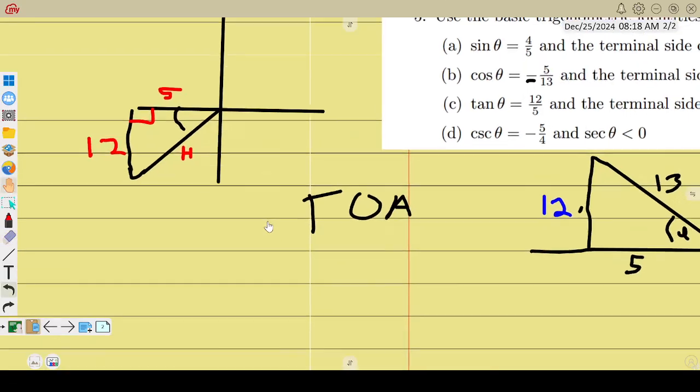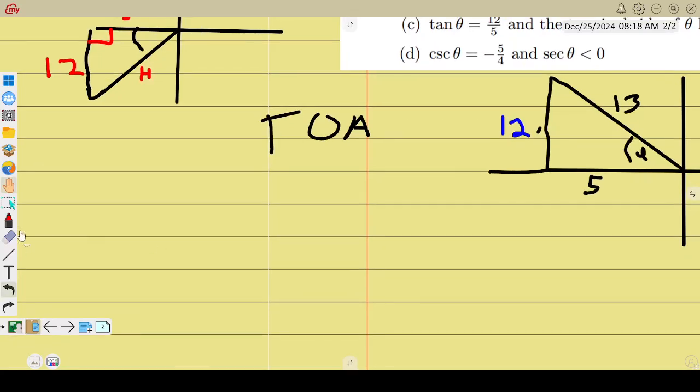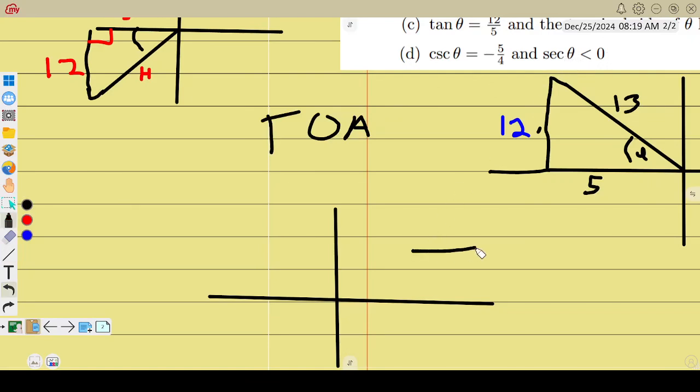Okay, so you answer that on your own, and then this one is very satanic. I don't even want to answer it. Cosec is negative 5 over 4, sec is less than 0. So for question D, they're telling us that cosec is negative 5 over 4, and then sec theta is negative. So sec goes with cos. So it means where is cos negative? Cos is negative here.